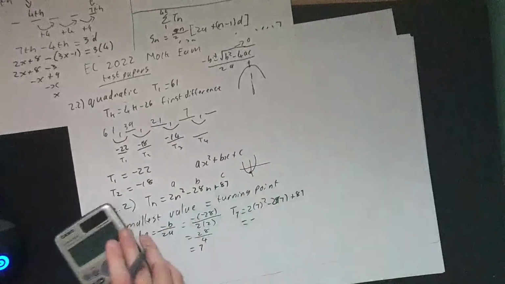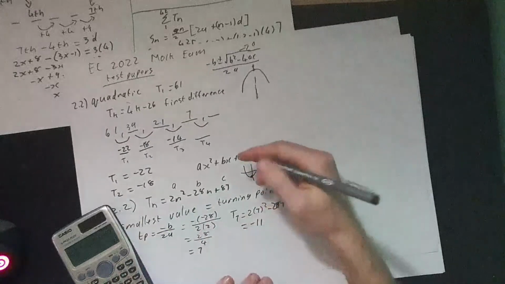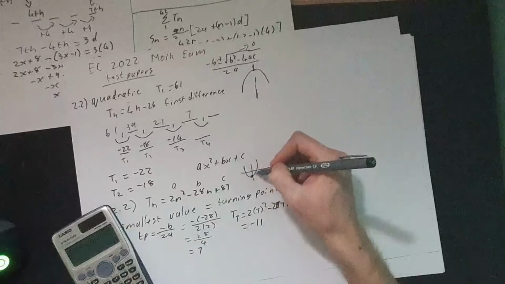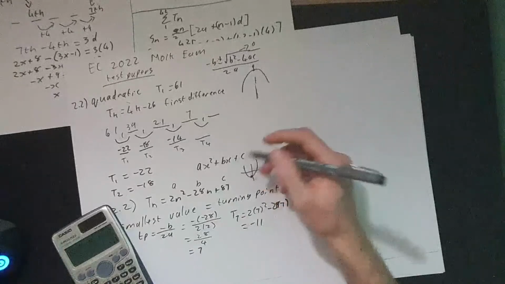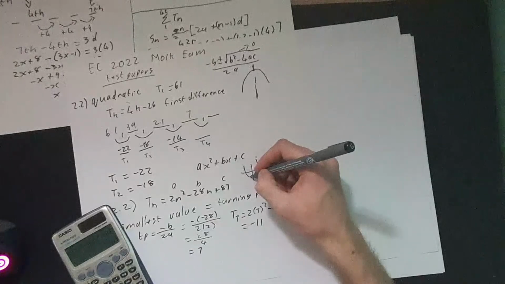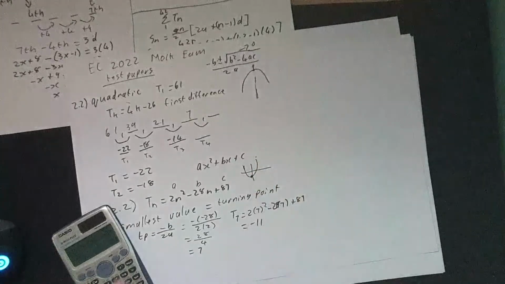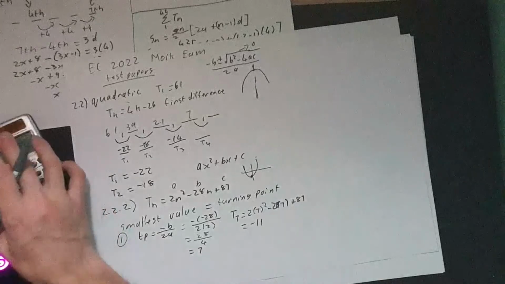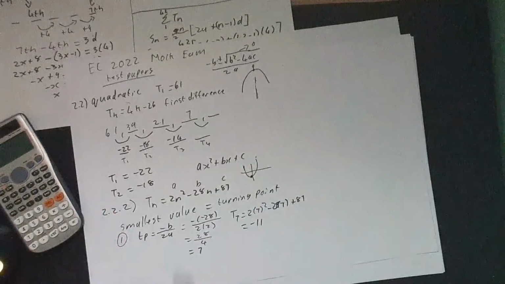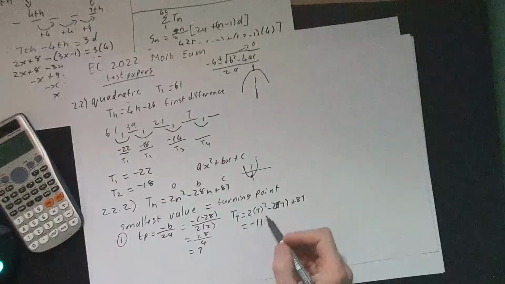Minus 11? Yes, that makes sense. Okay, why does it make sense? Because I can put it is negative down here. Okay, so if you look at it, it's your turning point. That's the word I'm looking for. Okay, so the smallest value that you will get is negative 11.